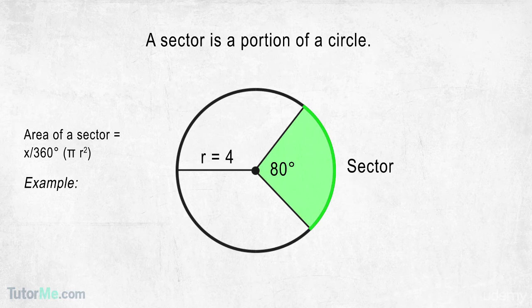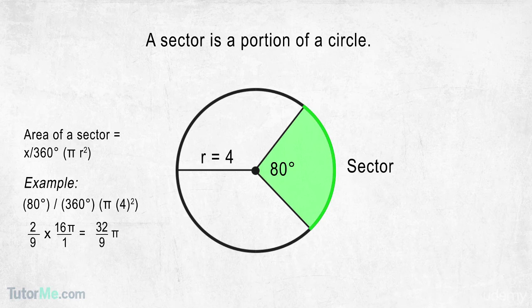We'll plug in 80 for x and 4 for r, and we have 80 divided by 360 times pi times 4 squared. That simplifies to 2/9 times 16 pi. 16 can be written as 16 over 1. Multiply the fractions together, and you're left with our answer, 32/9 pi.